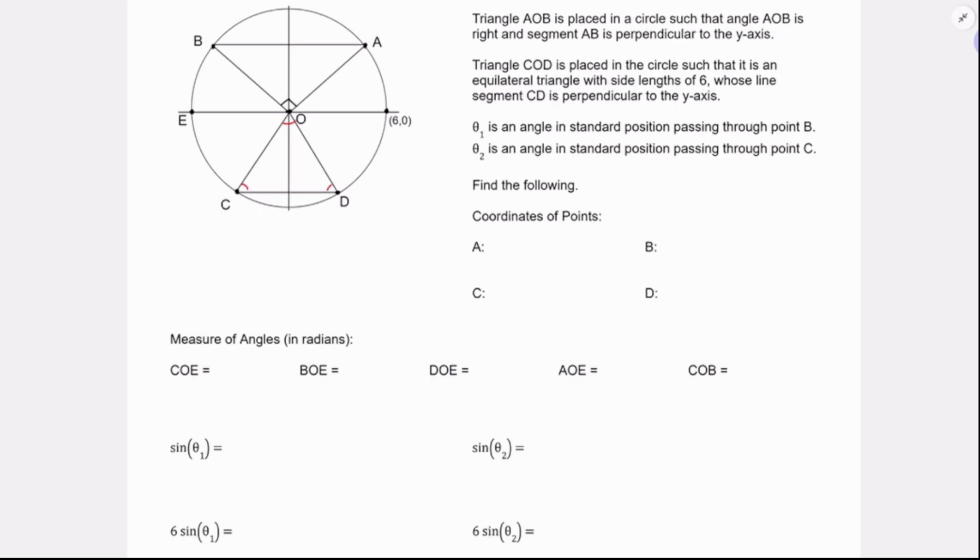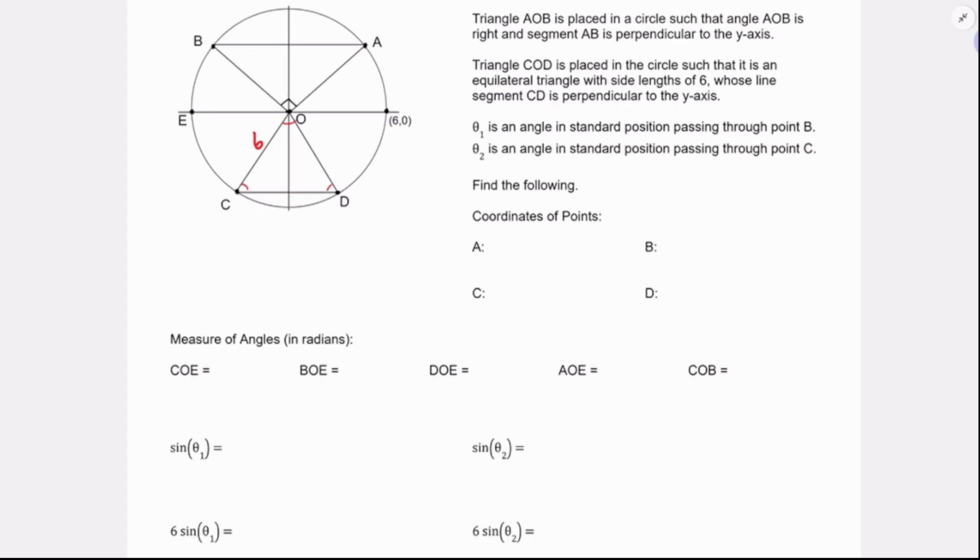Then COD is an equilateral triangle, which means all of those red marked angles are 60 degrees, and we're looking at pi over 3s, basically, is what we're saying. Equilateral with side lengths of 6. Okay, so I think I am going to label, that does mean that the radius of the circle is 6.